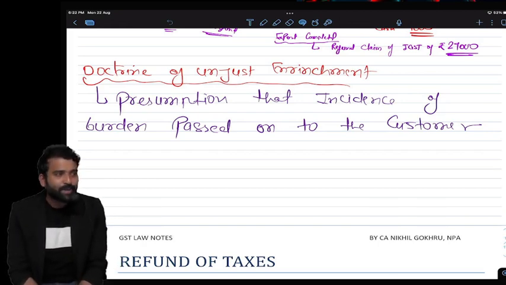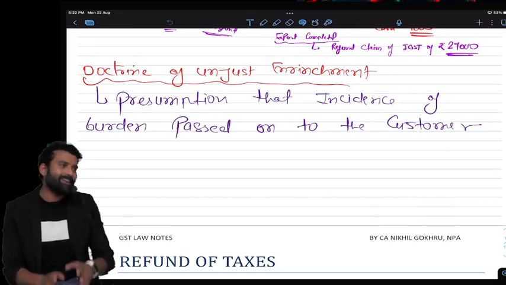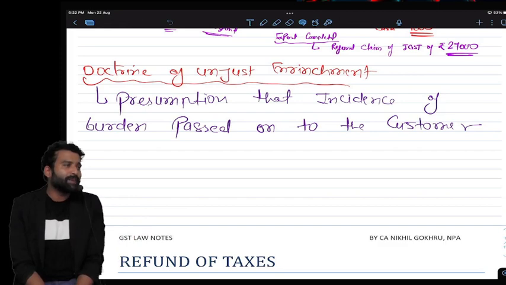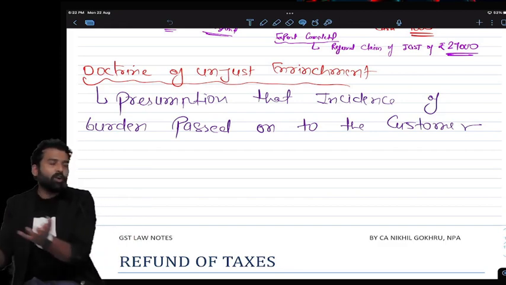Can anybody explain to me what is the meaning of the doctrine of unjust enrichment? Yes. Okay. In the simple meaning, the doctrine of unjust enrichment means you cannot get benefit on loss of any other person.